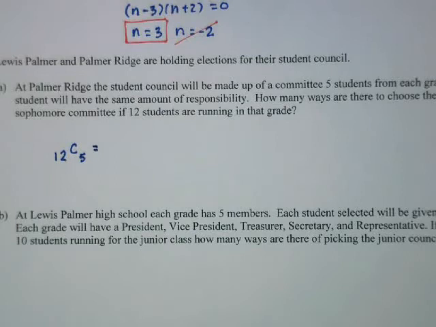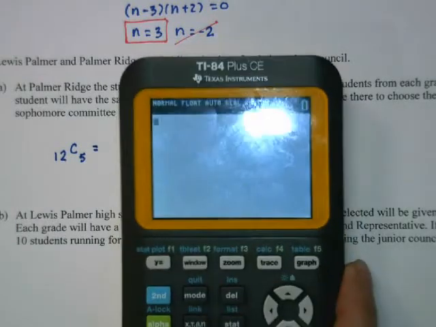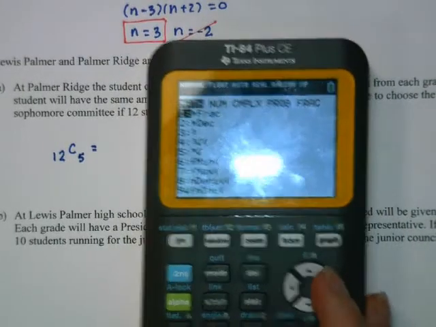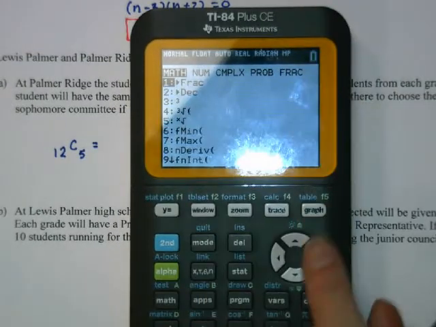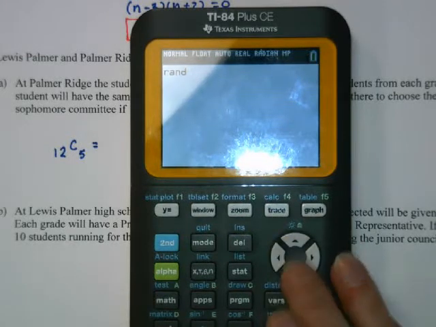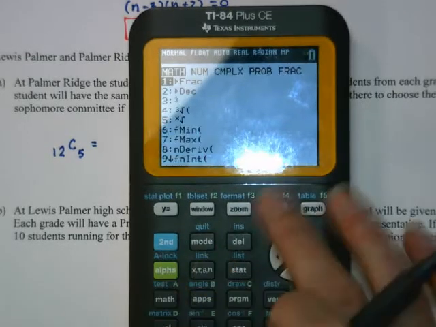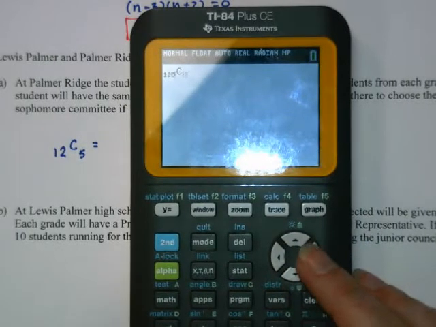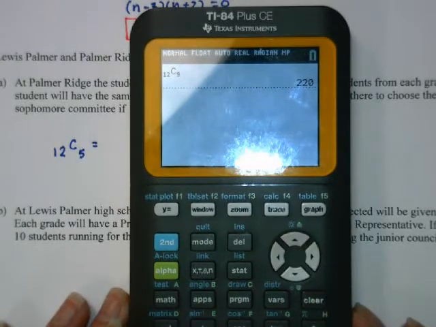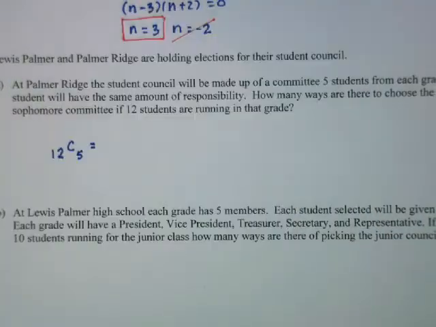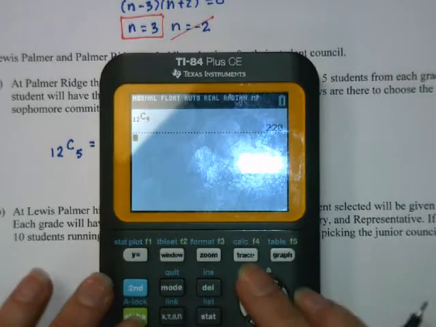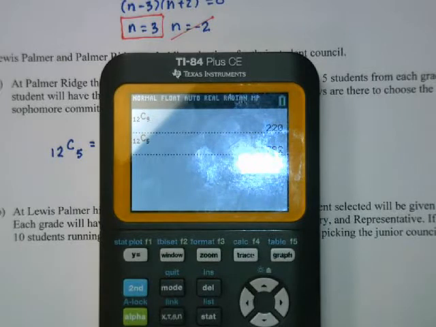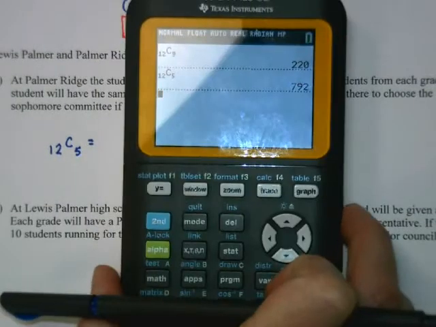Okay, and I'm going to remind you of how we can do this in the calculator. So in the calculator, we're going to hit the math button. Okay, that's going to open up all these different options. We want to go over to probability and down to nCr. So we have 12C5, which is 792.